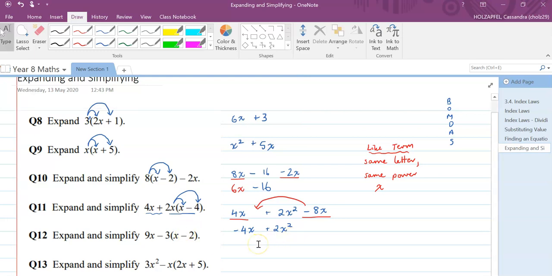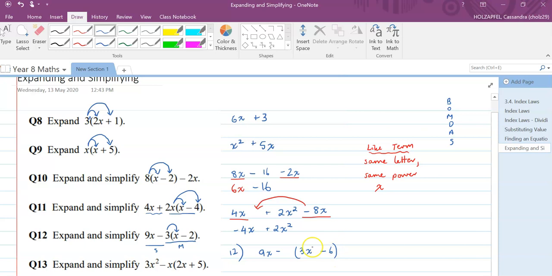All right, couple more examples here. So question 12. Expand and simplify 9x, take away 3 bracket x minus 2. So again, this bit here is the multiplication part. So we're going to do that before we do our subtraction part. So we'll leave the 9x takeaway out the front for the moment, and we'll do 3 times by x. So 3 times by x is going to become 3x, and 3 times by negative 2 is going to become negative 6.